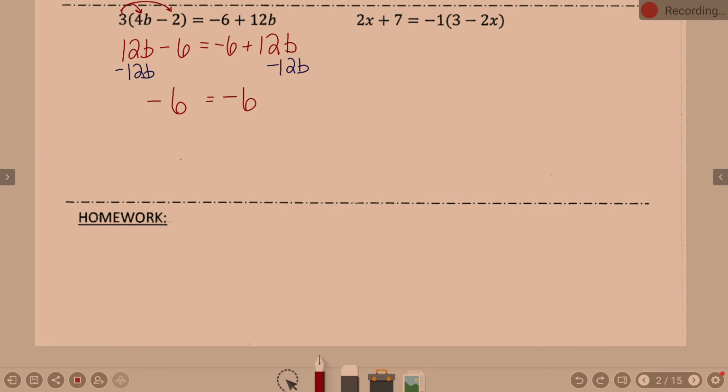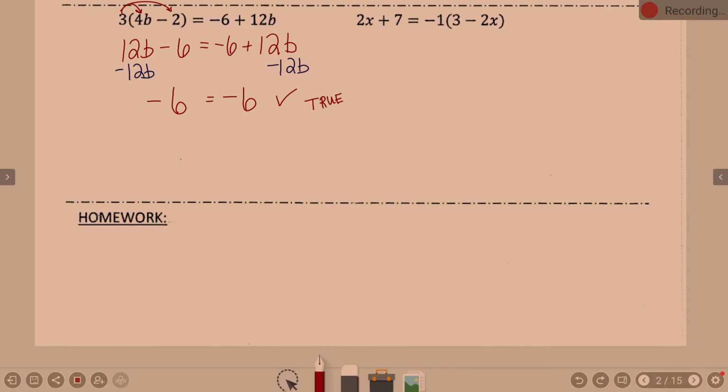Well, okay, so we are kind of done at this point. We have two different options of what could happen when my variables canceled out. When your letters disappear, it all depends on what remains. Does -6 equal -6? Yeah. Is that a true statement? Yes, this is equal. This is what I would call a true statement.